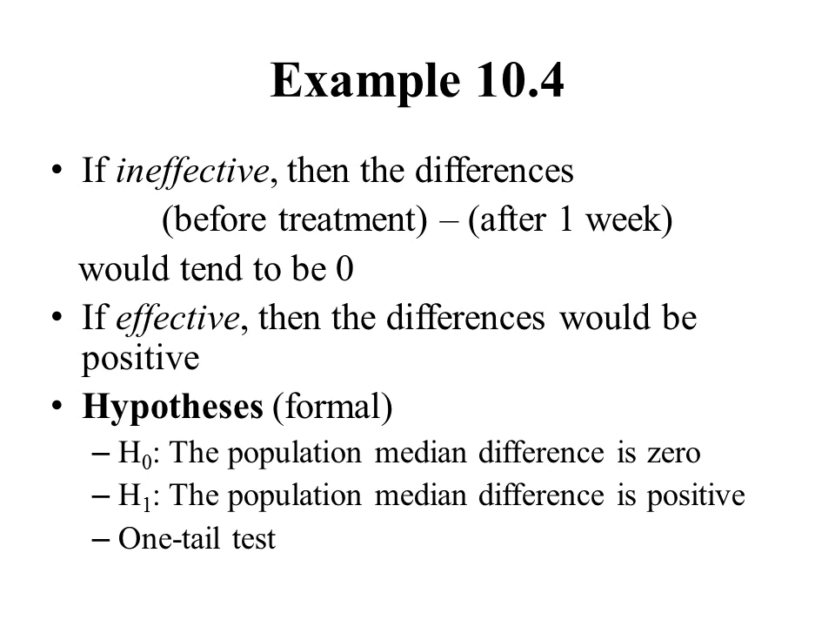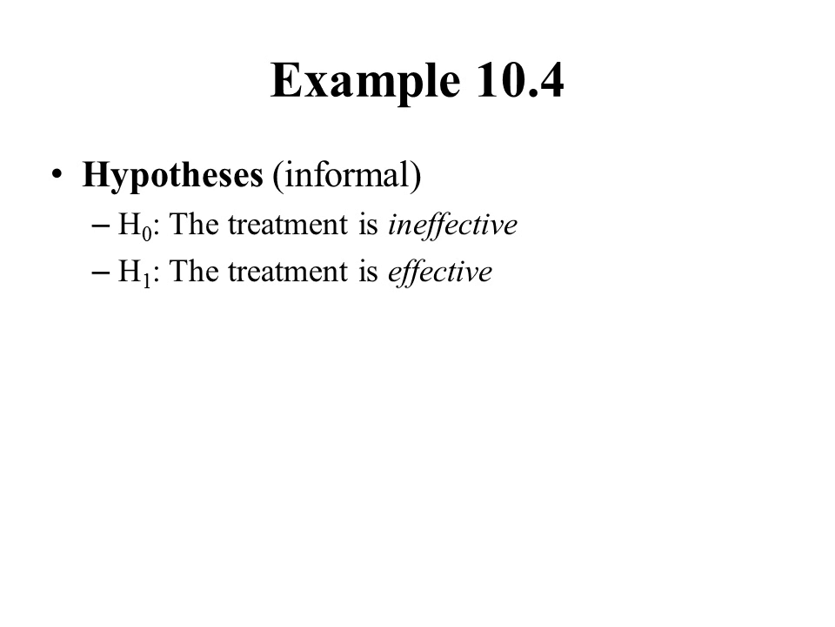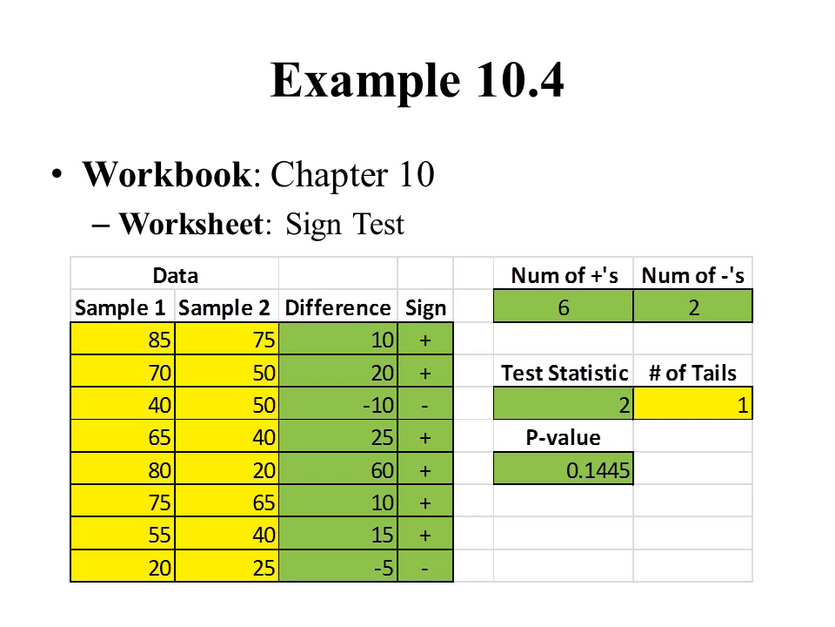Okay. Now this is going to be a one-tailed test because the alternative is that the difference is positive. Positive means greater than 0. So this is technically a right-tailed test, but it's generically a one-tailed test. Okay. Kind of informally, our hypotheses are that the treatment is ineffective versus the treatment is effective.